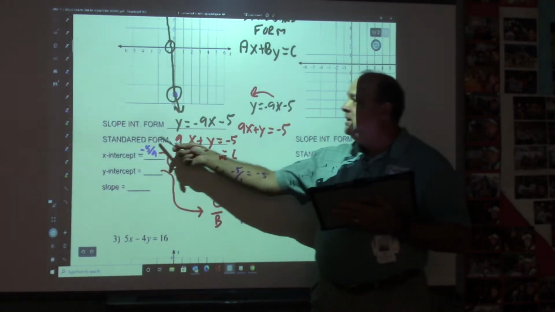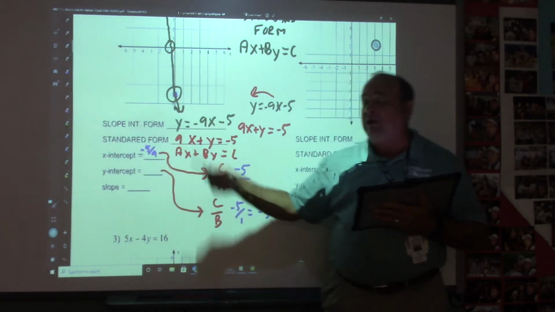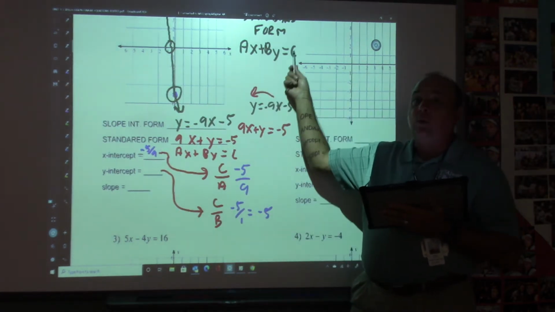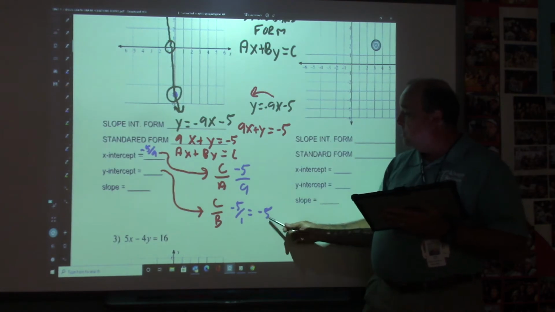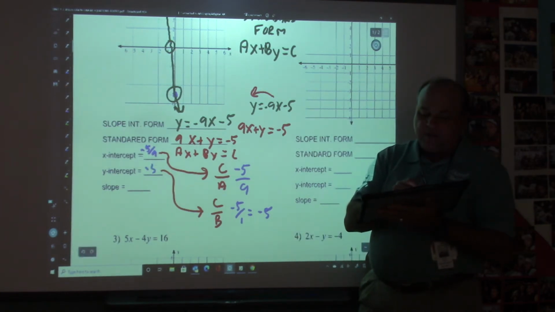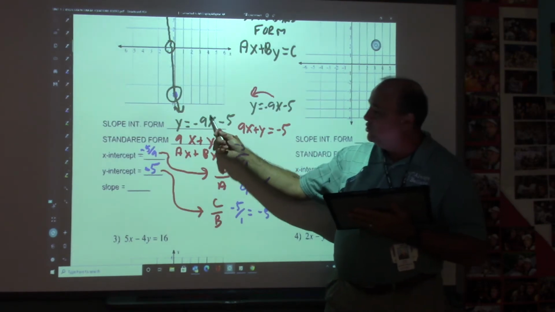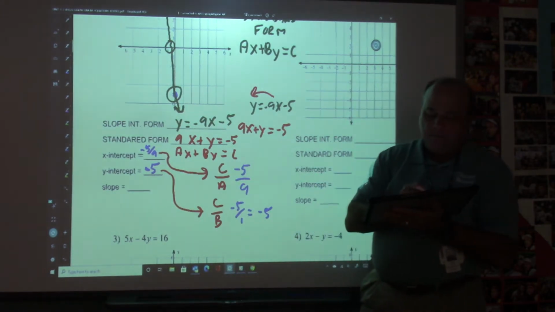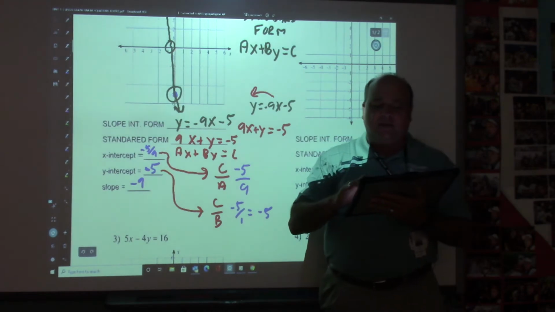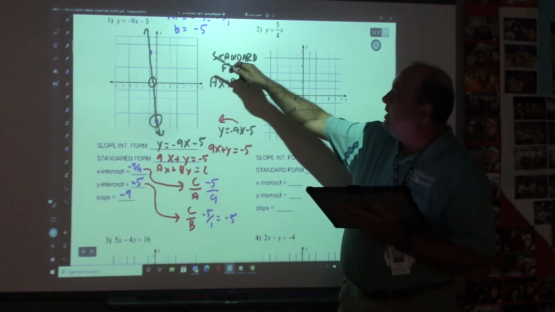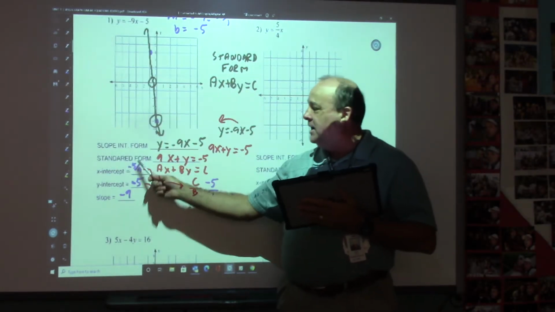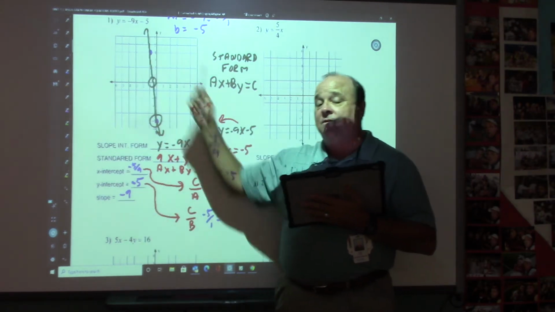So if you have it in standard form, you can get your intercepts, which is one of the big reasons we write equations in standard form. So my y-intercept is negative 5, and notice this number right here was my slope, right? So my slope is negative 9. So notice what the TEK says you have to be able to do is look at a line and figure out what the x-intercept, the y-intercept, and the slope is of that line.